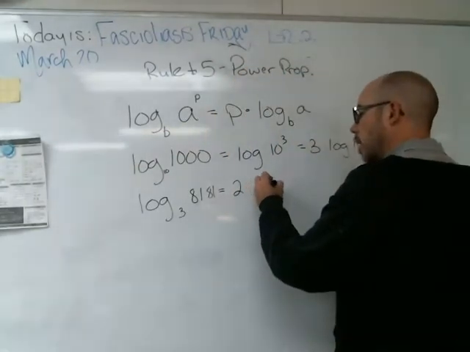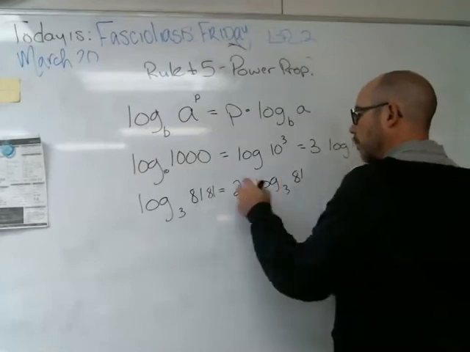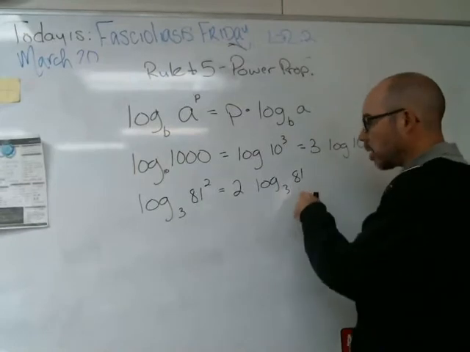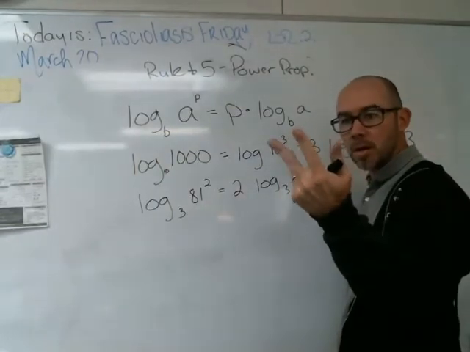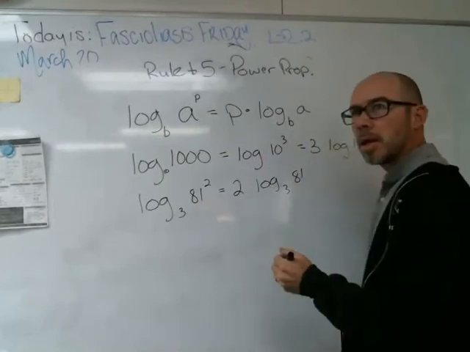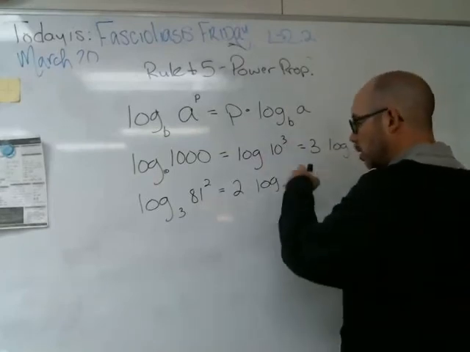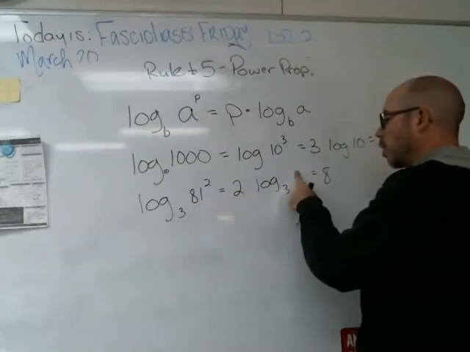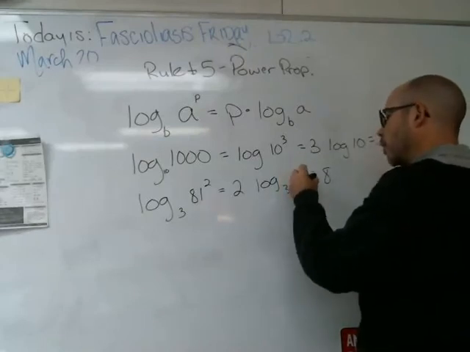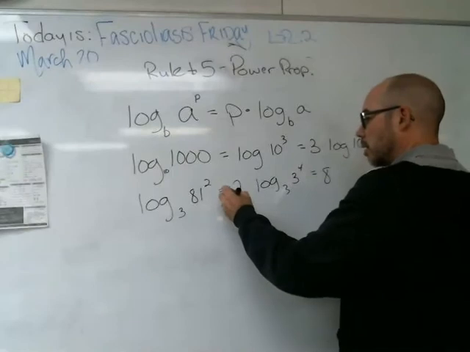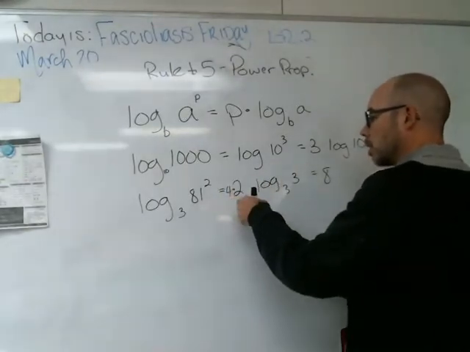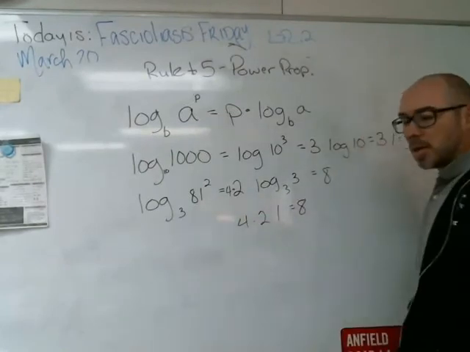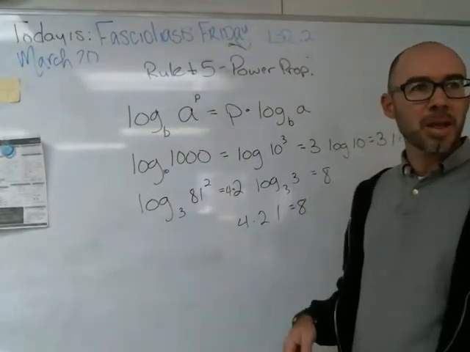Okay. 2 times log base 3 of 81. The 2 comes down the front. I've got to figure out this problem here. 81 is 3 to the 4th power. This right here is a 4. 4 times 2 is 8. I could even keep going. I could say, well, 81 is 3 to the 4th, and now I can pull this 4 down out in front. I can say 4 times 2 times log base 3 of 3. That's equal to 1. I got 4 times 2 times 1 equals 8. That is so awesome. I love this rule.